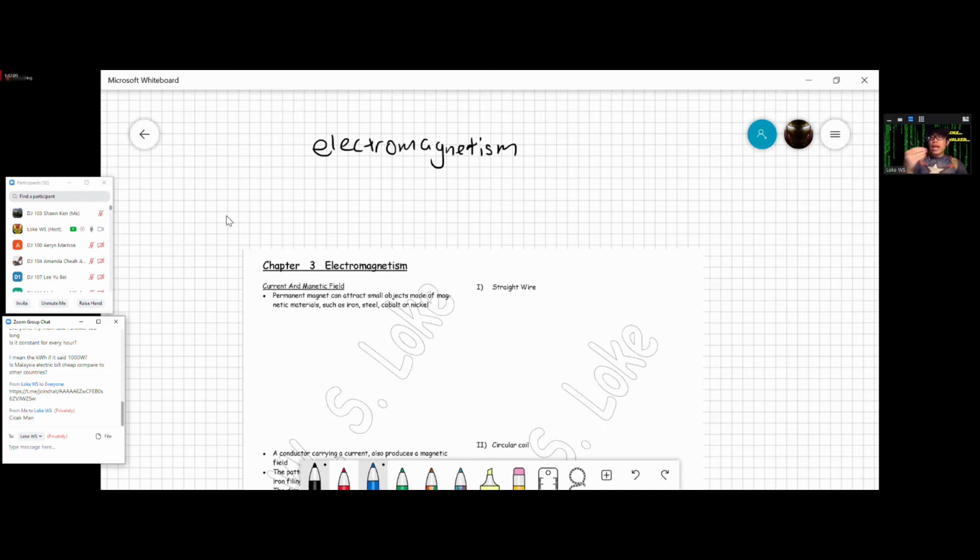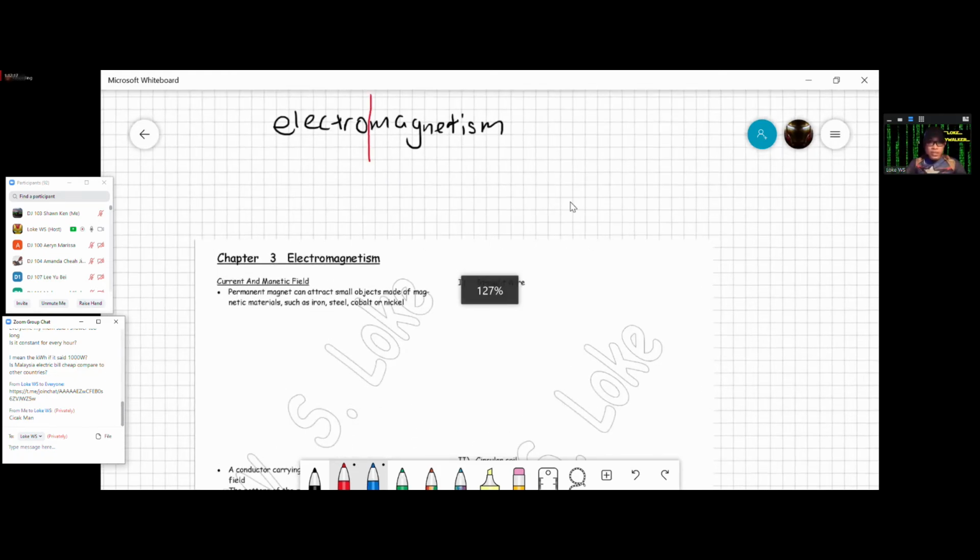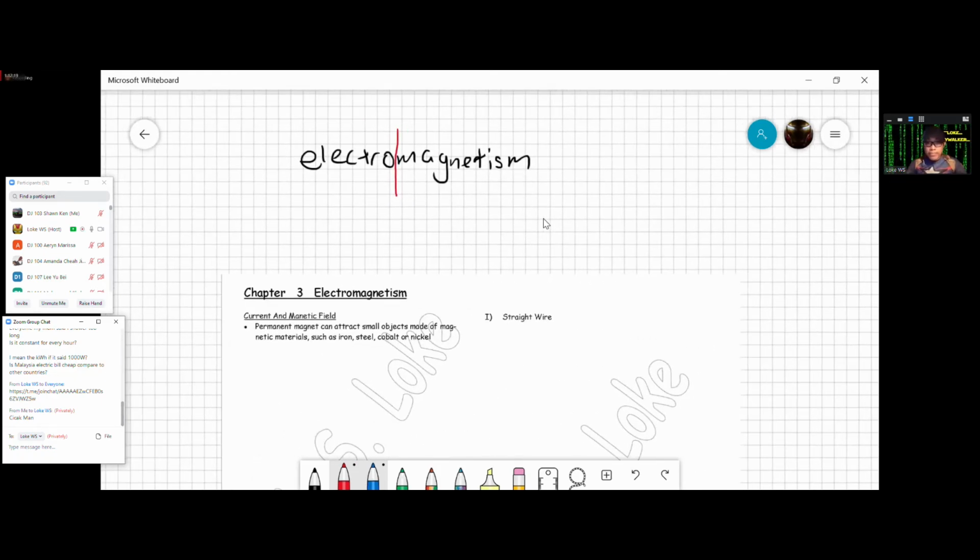What does electromagnetism mean? From the name itself, electromagnetism refers to two things. Two words combined. One is electro, one is magnetism. So electromagnetism. Understand or not? What do you mean by electro? Electro means electricity. And this is exactly what we have done, what we have learned. Where is it? Chapter 2, which we just finished, right? The current, charge, voltage, all these things, like EMF, whatever.